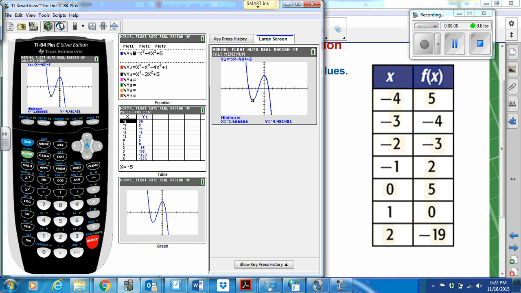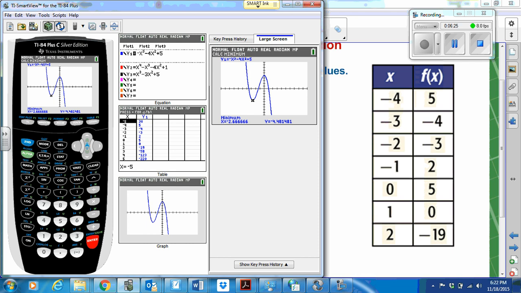So at x is negative 2.6, so basically negative 2 and 3/3. Y has an output of negative 4.481. And so that minimum value is that y value. So we have a relative minimum at negative 4.481.